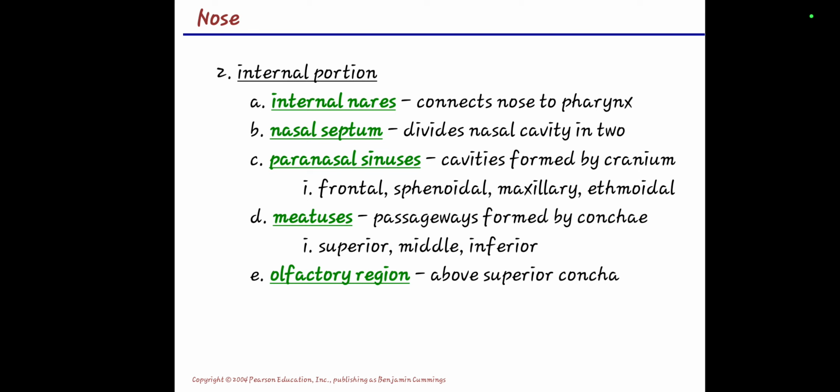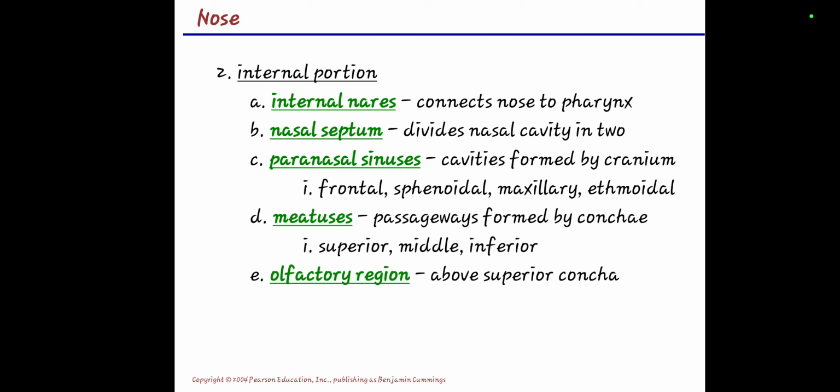To explain it in the easiest way, external nares is the opening of the nose. Nares means opening of the nose. We have two parts: external, particularly the anterior part, and internal, also known as the posterior part. So next we have the nasal septum.